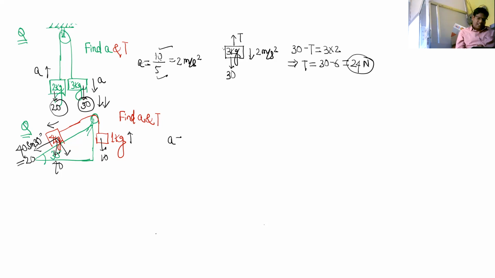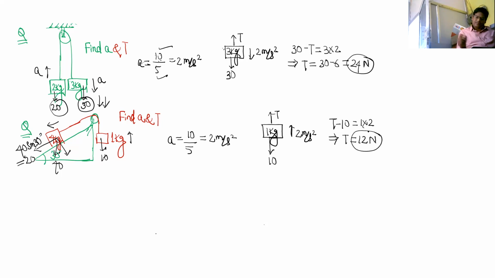And how much will be the acceleration? Net force: one side is 20, another side is 10. So net is 10 by total mass 4 plus 1, 5. So its acceleration will also be 2. Okay, now you want to find out tension. Take any one block. So this is 1 kg. Here is tension T. Here is gravitational force 10, and it's moving up with 2 meter per second square. So T minus 10 equals m into a. So T comes out to be 12. Have you got that? Yes, sir.